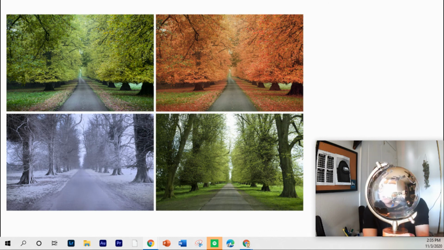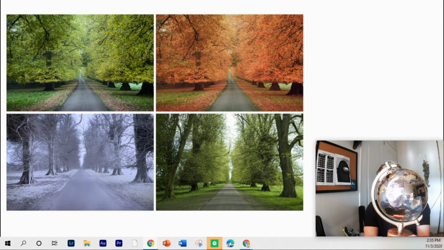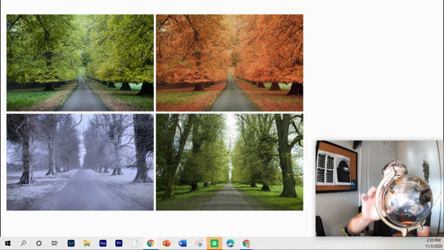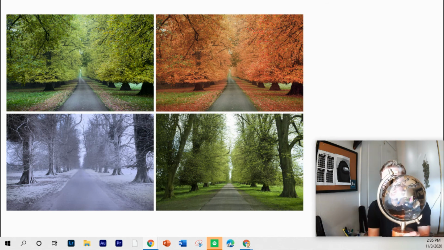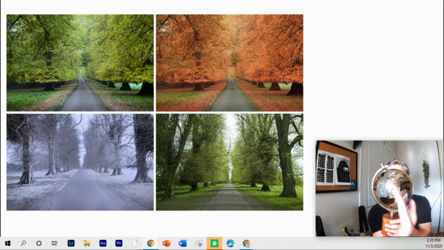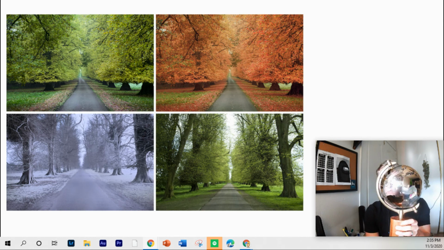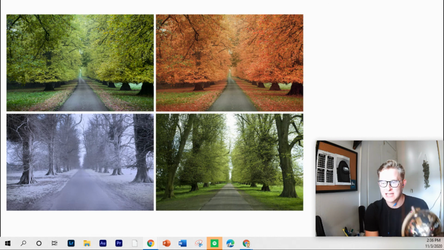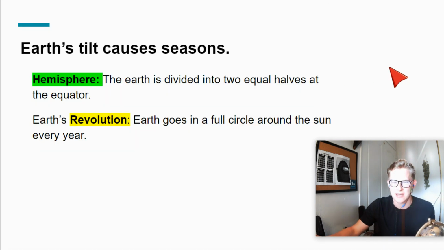And as you notice, there is a slight tilt. Look at the actual globe itself. It is tilted. It is not exactly straight. It is tilted at a 23-degree angle, and this has everything to do with seasons. We're going to explain why right now.